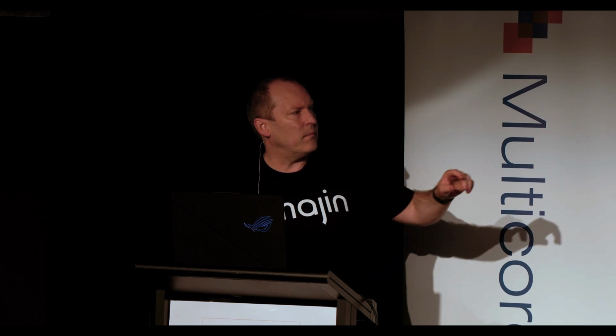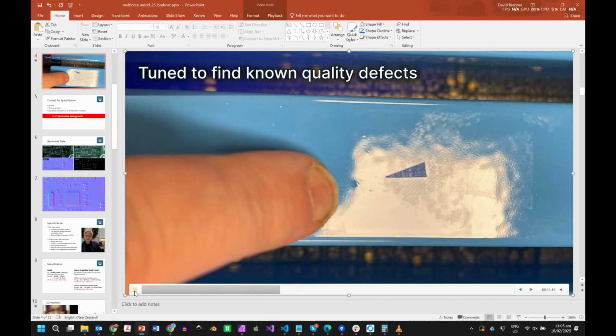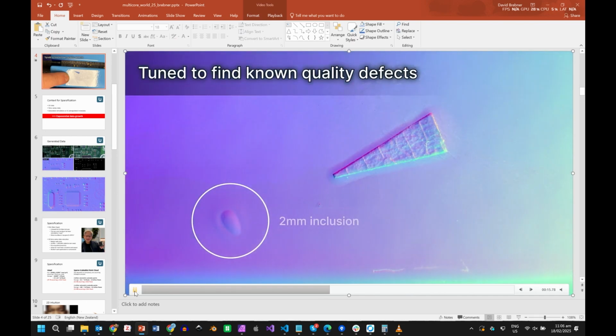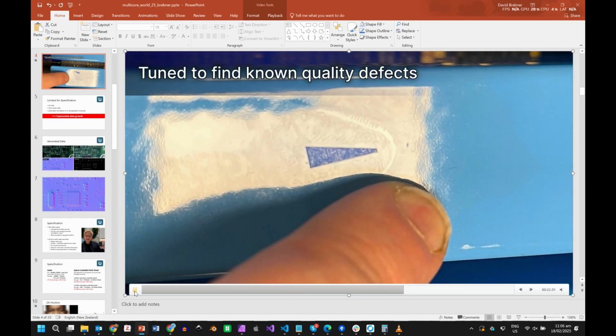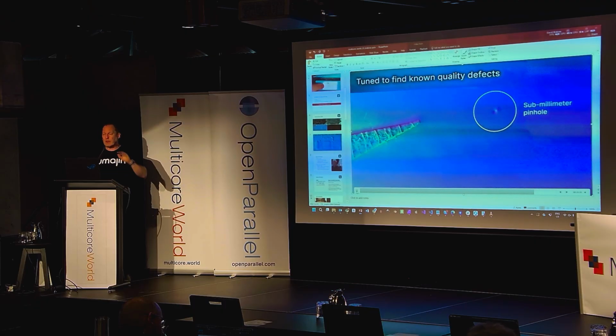So these are battery defects using the technology we showed last year. So this is finding ripple defects and very small ripples in a plastic lacquer. You can see it's very reflective and hard to see. Down here we've got an inclusion defect, which is a little bit of dust that gets under the lacquer. And then the next example is a pinhole, which is about 100 microns in diameter, so it's very small. And we can detect those. And these have to be scanned at high speed as you're moving over surfaces.